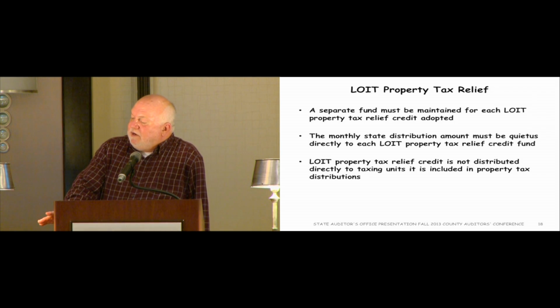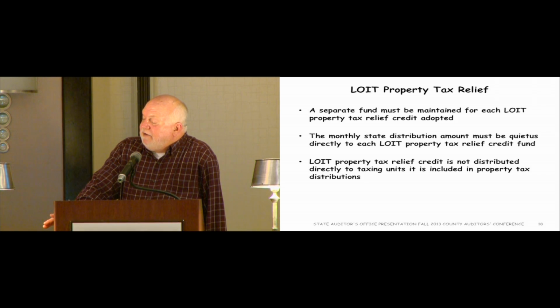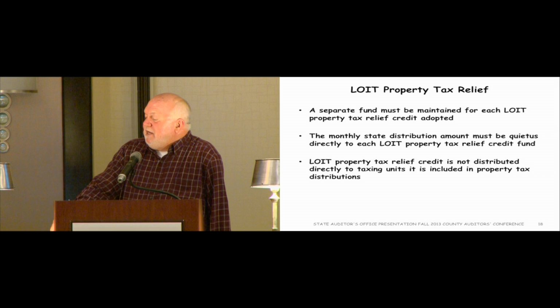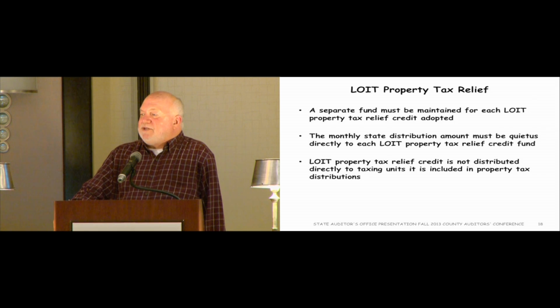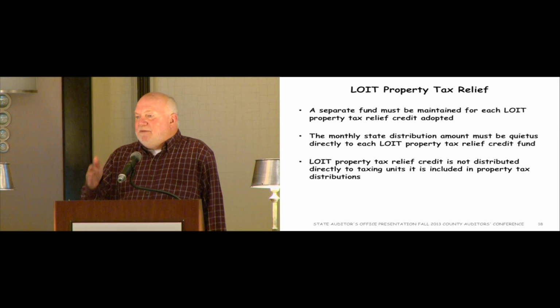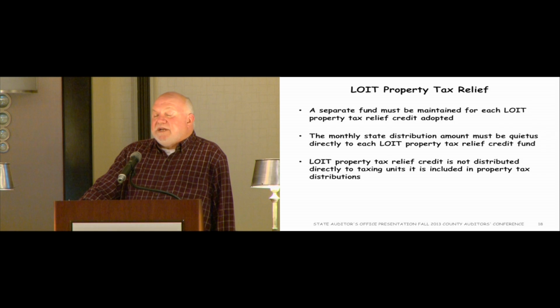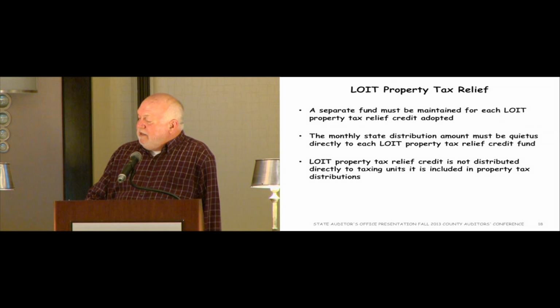Key here is, and one of the things we find that's still not happening, that must happen, is that there must be a separate fund for each of these credits. If your county happens to adopt the LOIT for property tax relief, and if they adopted a rate for each one of the three, in other words, they've adopted all three of the options, then you've got to have three funds, because your distribution that you get from the state is going to include money for each of those, and we are going to tell you how much of that monthly distribution is for each, and that money must go into the separate funds. This is an area where we're still having trouble, finding out that there aren't separate funds.